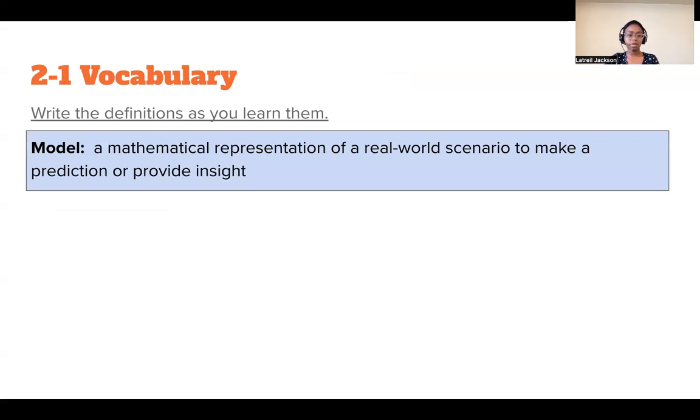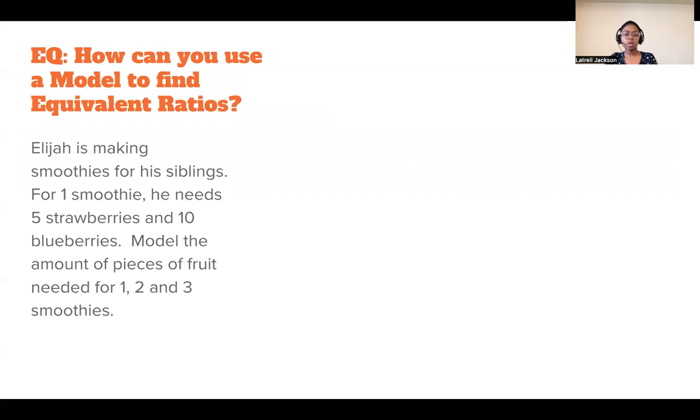Our first vocabulary word is model, and a model is a mathematical representation of a real world scenario, and these are used to make predictions or provide insight about a situation. So you might think of a model house. Sometimes they have the really small house that has these little tiny pieces of furniture and people. Those are models compared to big houses that are super huge. So we're just going to be looking at a scenario that helps us to understand something that actually happens in real life. So our essential question is, how can you use a model to find equivalent ratios?